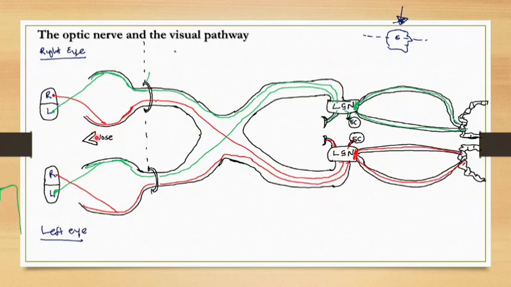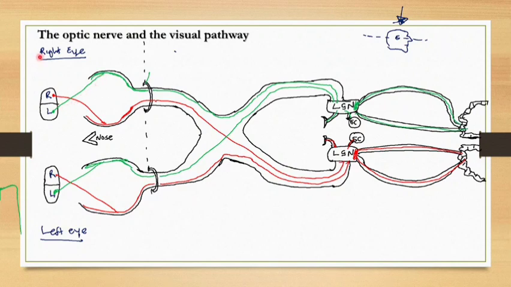To give you just an orientation, the half of the retina or the hemiretina, which is on the medial side, is called the nasal hemiretina, and the other one on the lateral side is called the temporal hemiretina. So this is the temporal hemiretina of the right eye.